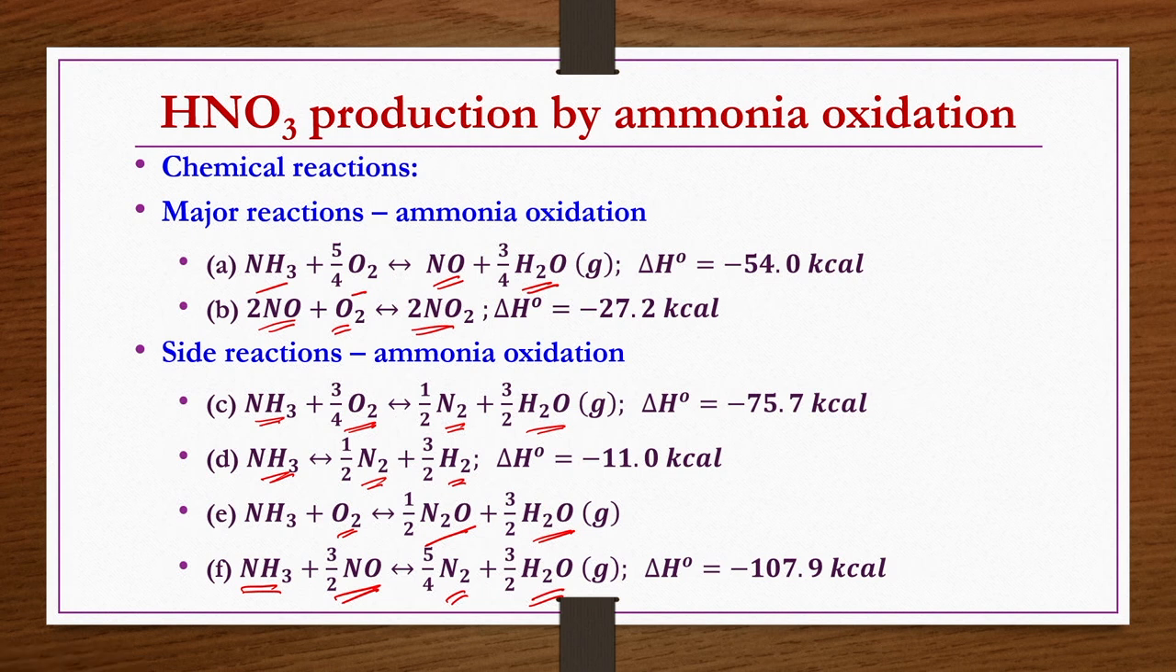Now, the first reactions, A and B, we are calling major reactions, because here NO2 is forming, and that NO2 may be absorbed in water to get HNO3. HNO3 production is the purpose of this process. So these are major and important reactions.